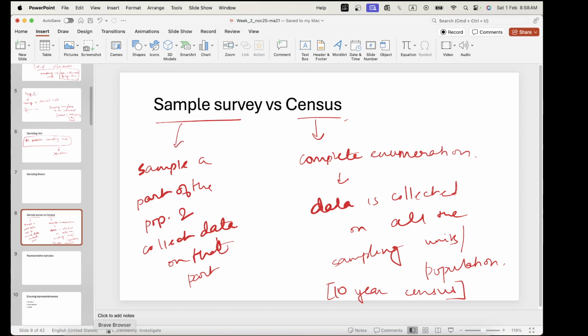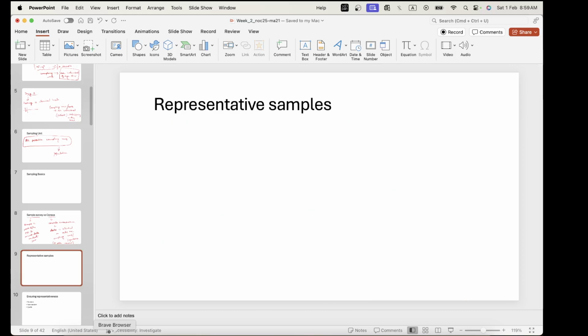So in those scenarios it's not possible to carry out a complete enumeration, that is, it's not possible to take data on every unit in the population. In those cases especially, sample survey is the only way out. All right, so that was a little bit about sample survey versus census, and it's a no-brainer that the sample we are drawing from the population has to be representative.